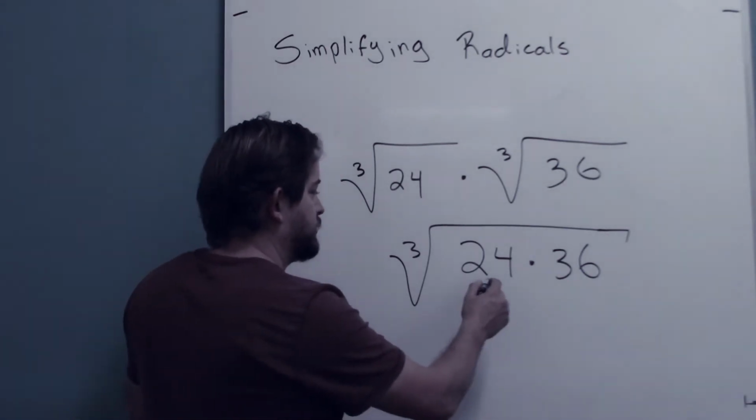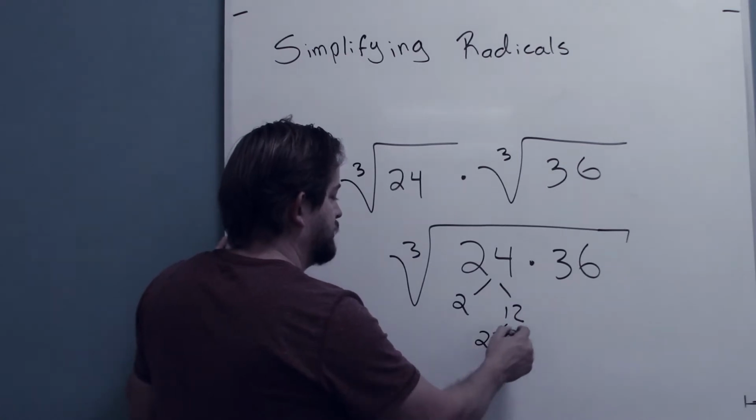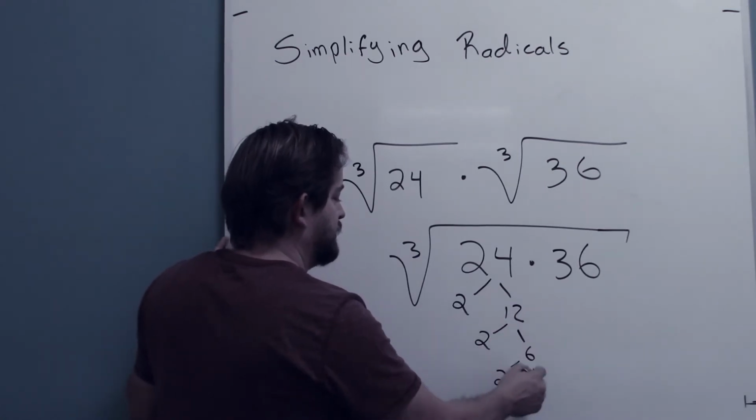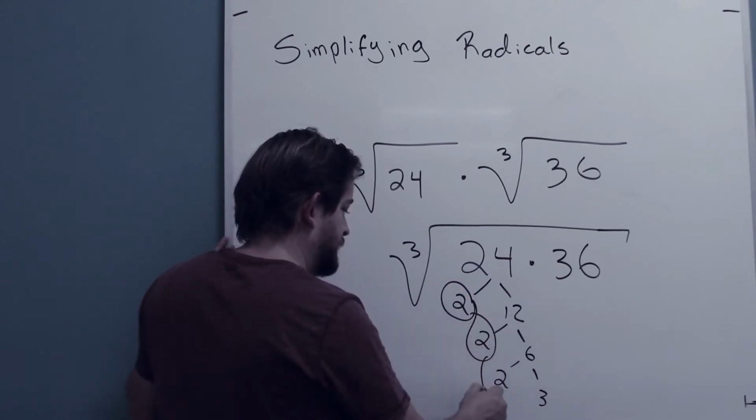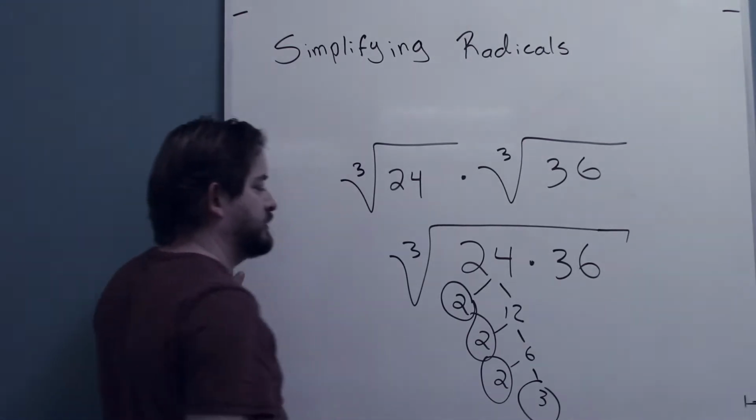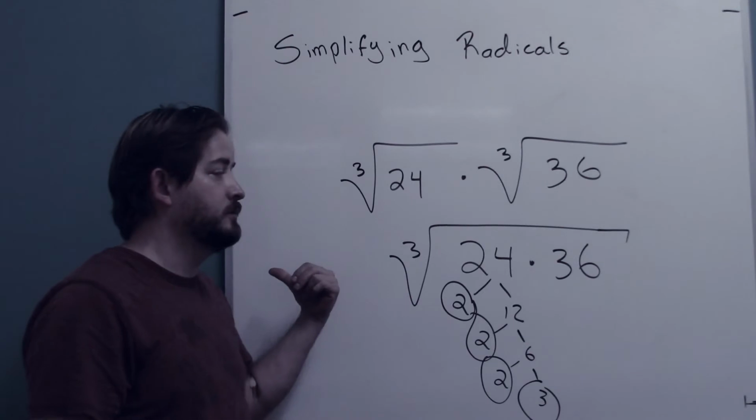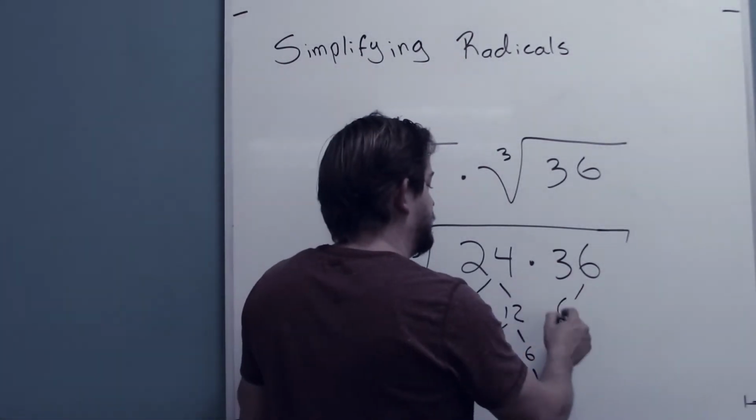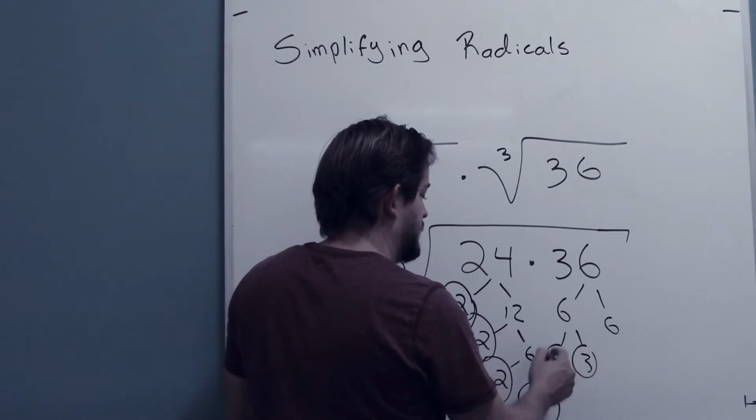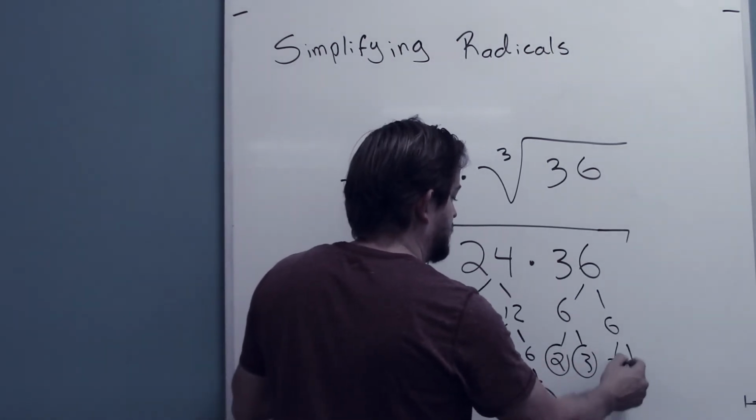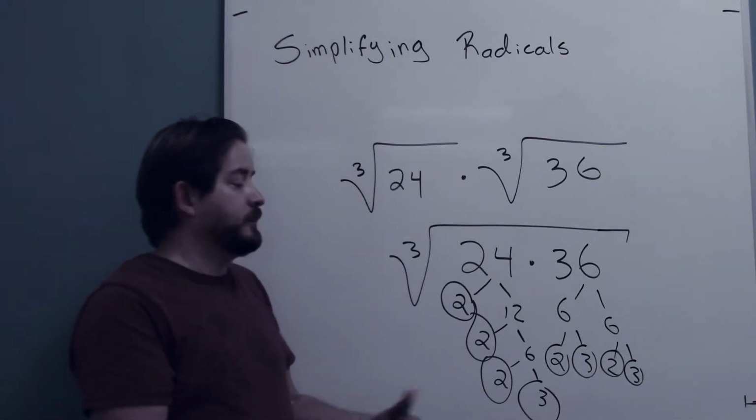I can say, well, 24 is divisible by 2. That leaves me with 12, which is divisible by 2, leaving me with 6, which is divisible by 2, leaving me with 3. So from the 24, I have factors of 2, 2, 2, and 3, which already I can see that I can pull out a group of 3 2s. This 36 I'm going to factor down. I'll say it's 6 times 6, which gives me 2 times 3, and then 2 times 3. So again, I need 3 factors in order to pull this out.